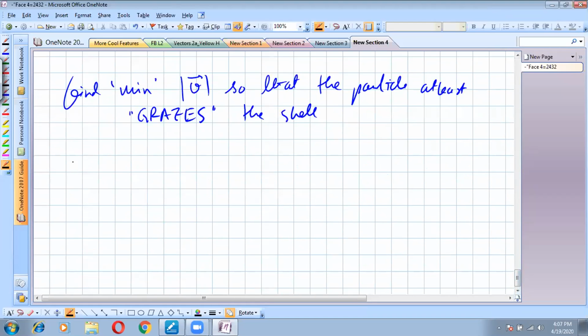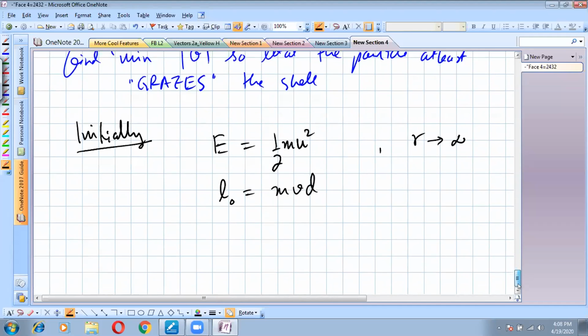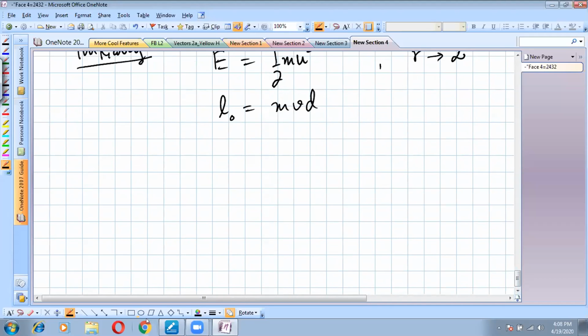Okay, so initially the energy of the system is half mu square, because the distance r between them is tending to infinity. And the angular momentum of the particle with respect to the center of the sphere is how much? It is mv into d, because it is linear momentum into perpendicular distance, the concept that we learned that day.